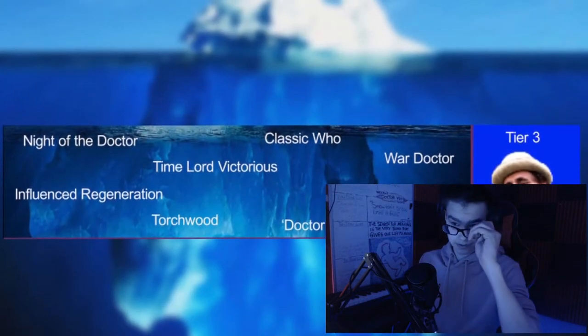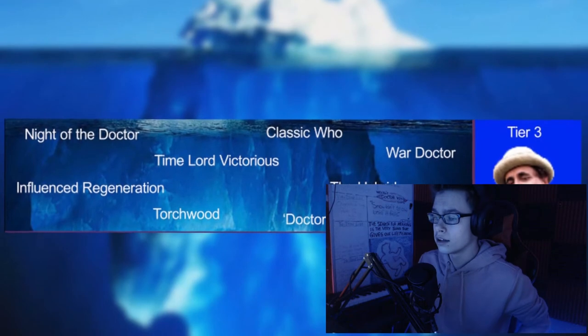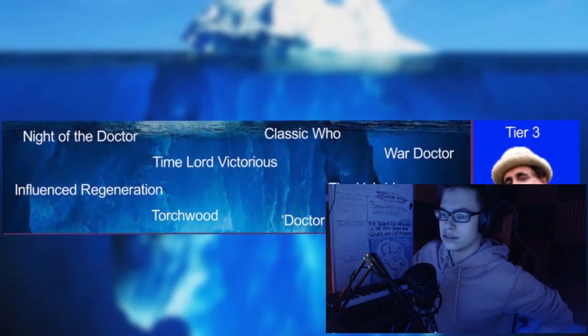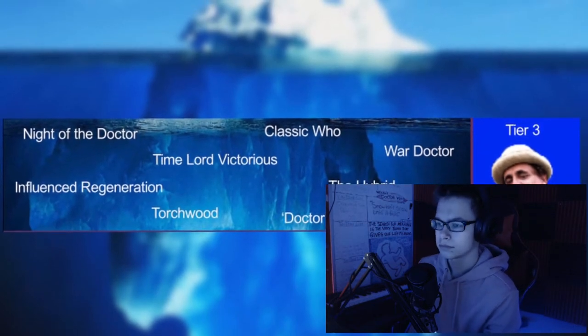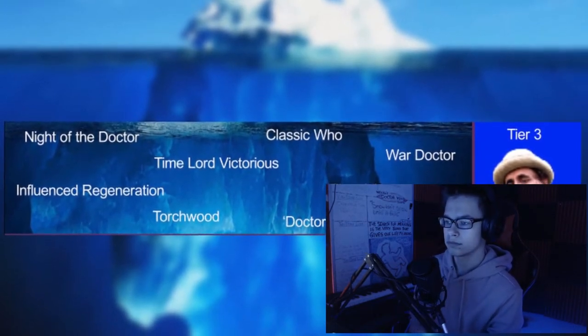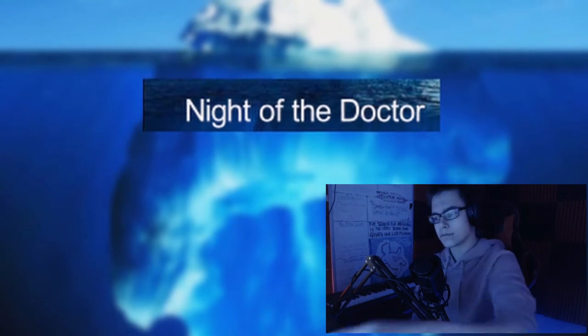Tier 3. At this stage, we have knowledge that is generally accepted among more engaged fans of the show. They likely own at least one piece of Doctor Who merchandise and usually have a few friends who also watch the show.